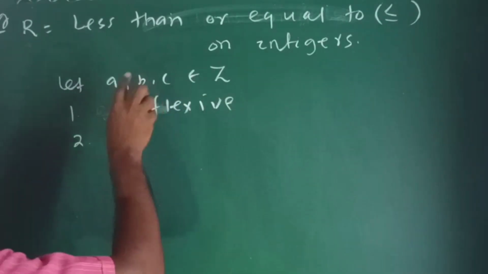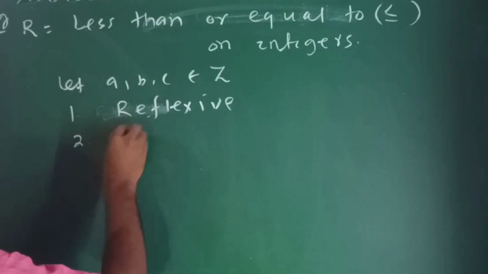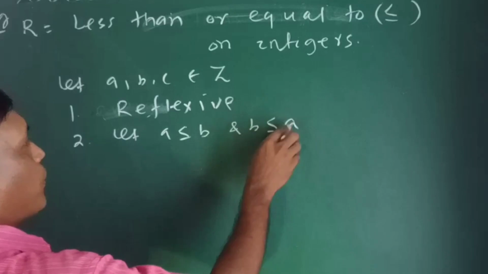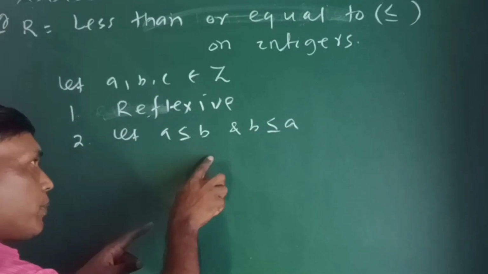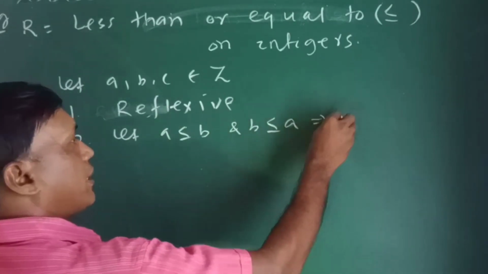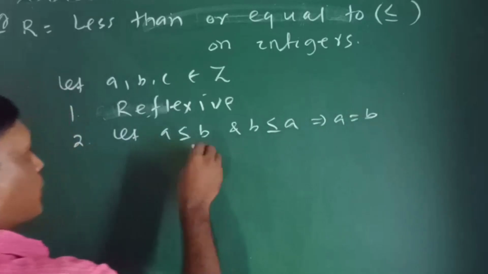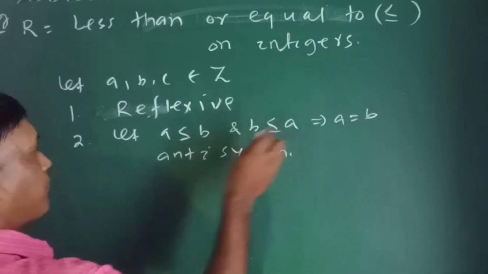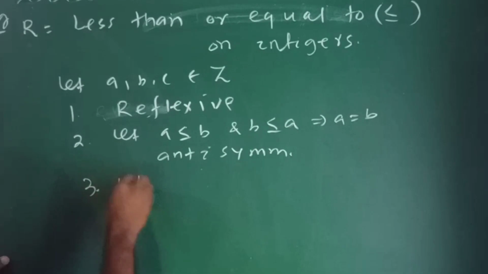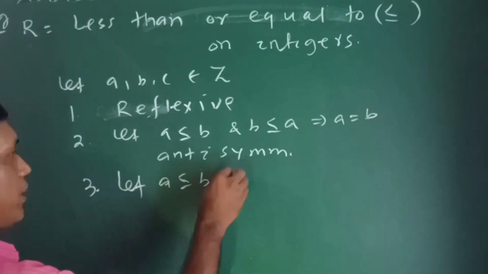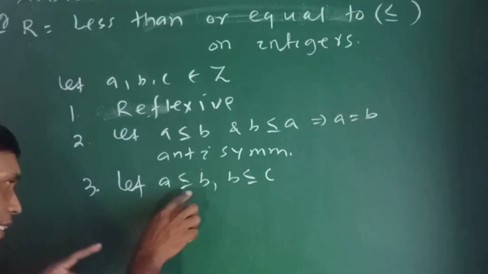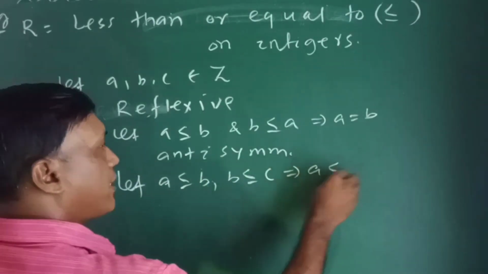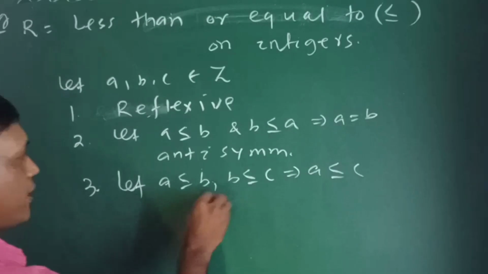Second is antisymmetric. Let A be less than or equal to B and B be less than or equal to A. So if A is less than or equal to B and B is less than or equal to A, this shows A is equal to B. So this is the condition of anti-symmetric. Third, let A be less than or equal to B, B less than or equal to C. A is related with B, B is related with C, which implies A is less than or equal to C. So this is transitive.